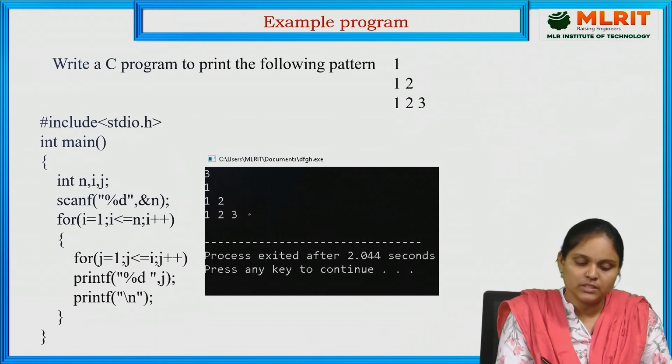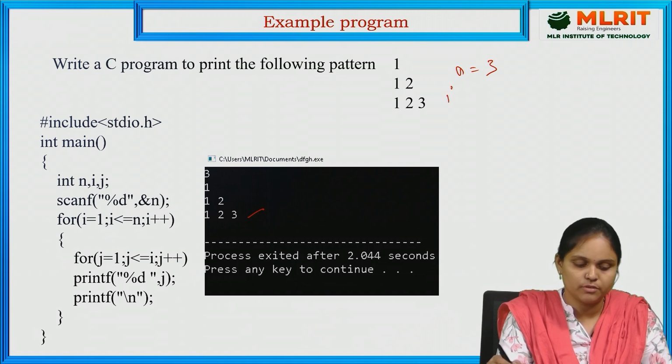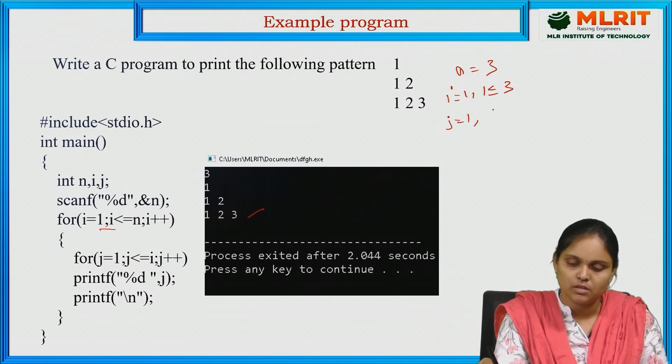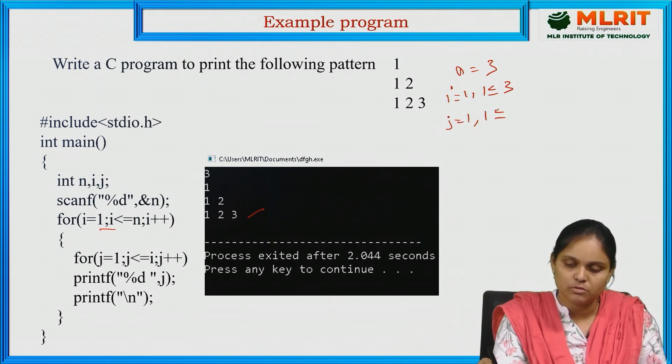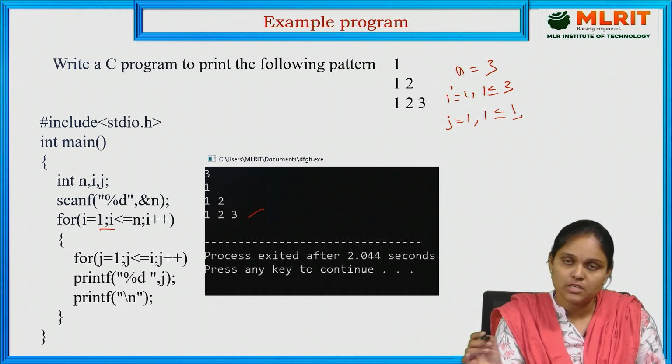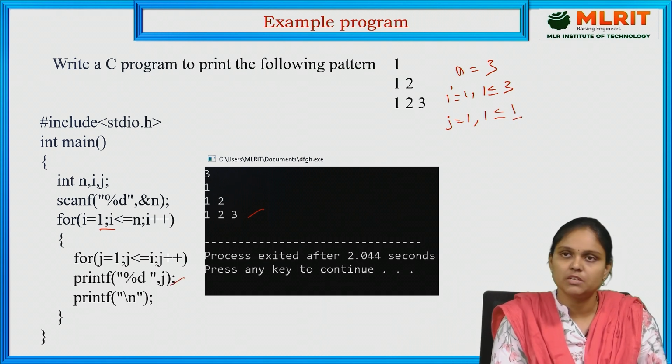So we'll go with n is equals to 3. In the first for loop we are taking I is equals to 1, and 1 less than or equals to 3, the condition is true. And next j is equals to 1, and 1 less than or equals to the I value, here it is 1. So this condition is true. If this condition is true, by using this printf statement we are printing the j value. The j value here is 1.